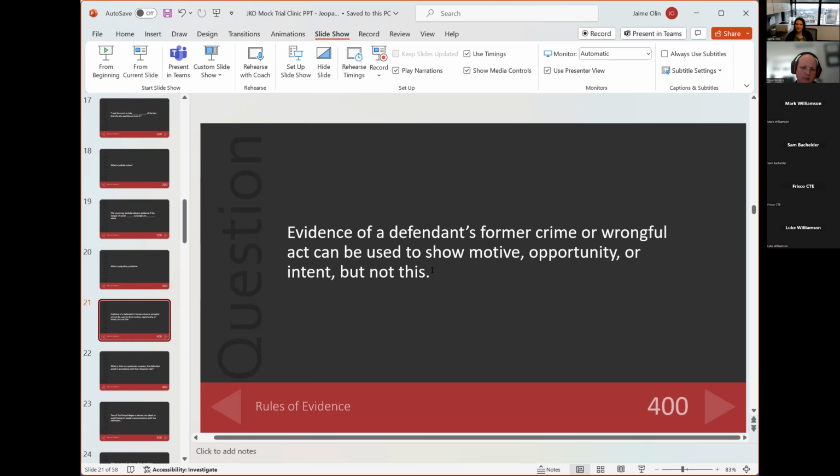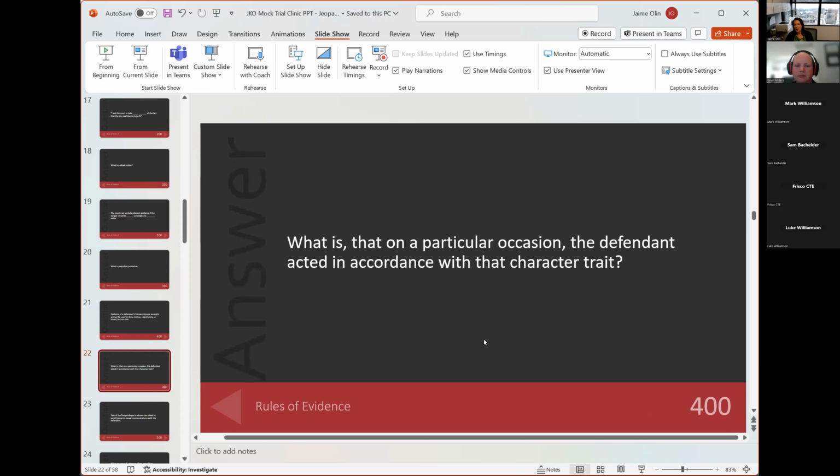That type of evidence could be used in that way, because that would be used to show intent. But you would not be able to use that evidence to show that the defendant, in the case of what the defendant allegedly did that led to the trial, acted in accordance with whatever anger or aggression was shown by their former crime. And Kevin, I know you work in, do you work in the criminal courts these days?